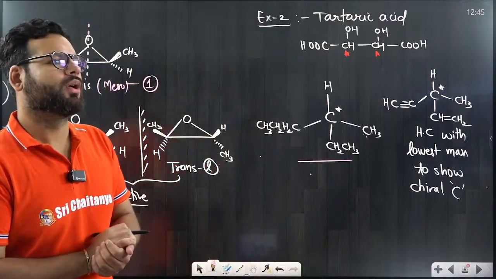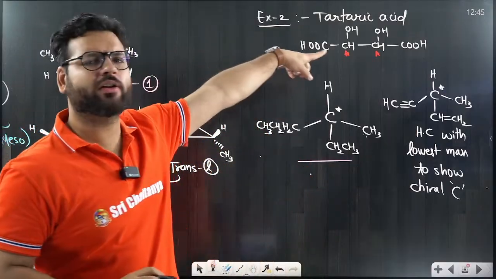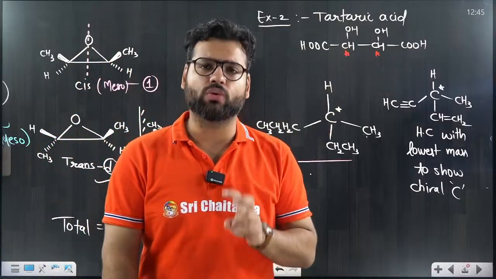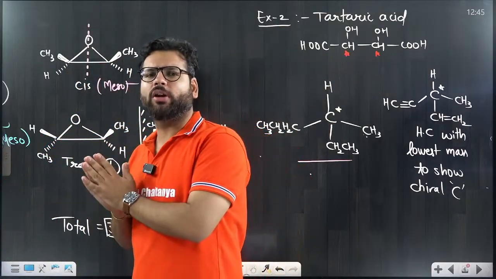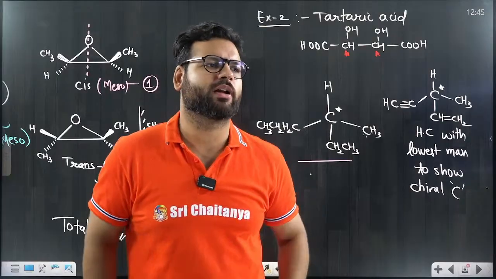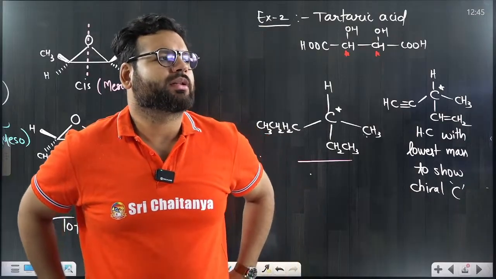Okay. Chalo. So I'll keep it till here. Tartaric acid also same case. 2 chiral carbons and symmetrical molecules. So 3 total structures will come.